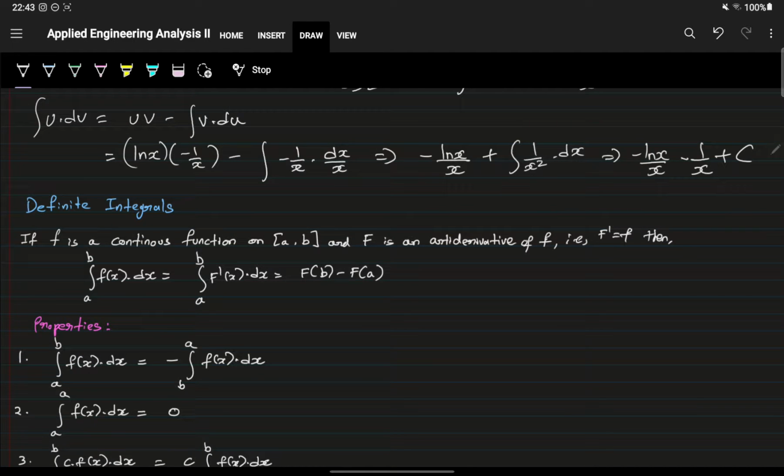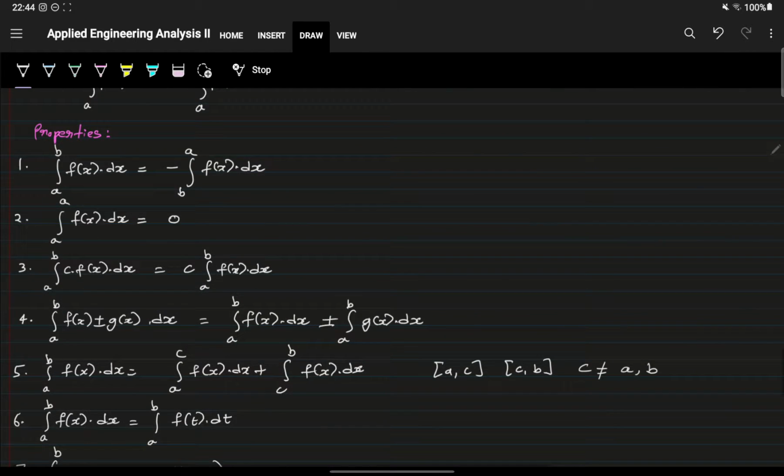And now the second type of functions are the definite integrals. Let us consider the function f, which is continuous in the interval a and b, and F is an antiderivative of f. Let's take this as G, or let it be as F. Yes, the antiderivative of the small f, that is, the derivative of F is f. Then the integral of f(x) between the limits a and b with respect to dx would give rise to F(b) minus F(a). And here we have some properties of the definite integral.